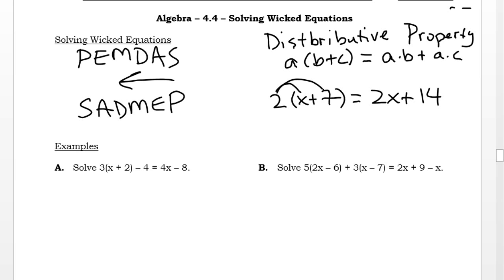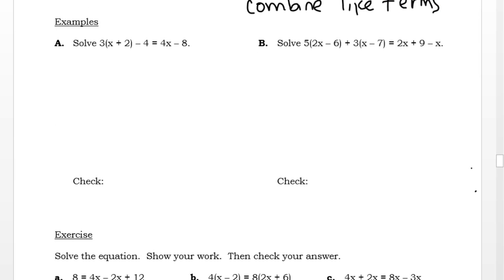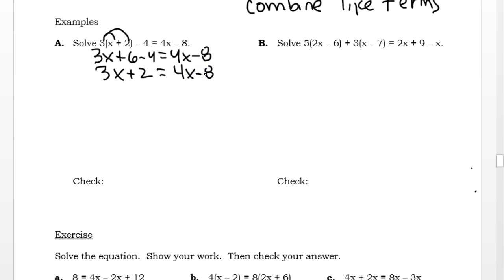Okay, so what we're going to be doing then is using the distributive property to get rid of our parentheses, and then combining like terms. And after we do that, it's exactly what we were doing on lesson 4.3. Okay, so my first one here, I'm going to distribute the 3. That becomes 3x plus 6 minus 4 is 4x minus 8. Combining like terms on the left, that gives me 3x plus 2, because 6 minus 4 is 2. The right doesn't have any changes. And now we have the multi-step equations that are the same as we saw on 4.3.